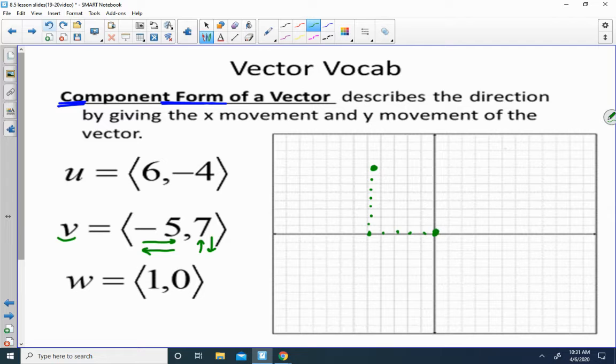And then connect your 2 dots, your starting and your ending. And that's what vector v is going to look like. It doesn't matter where the vector v is, but each arrow will be going to the left 5, up 7, just like vector v.